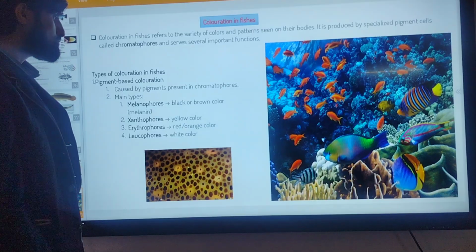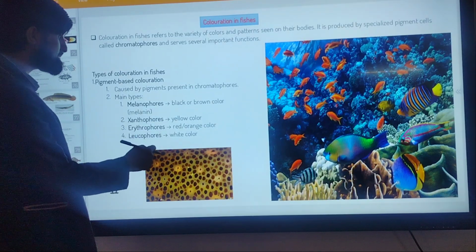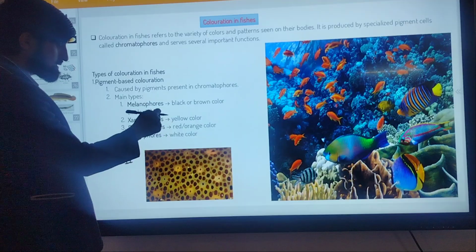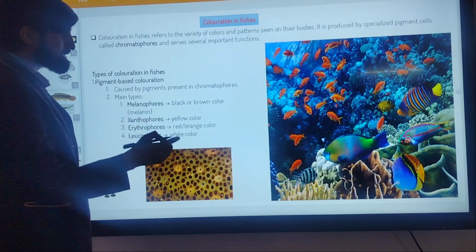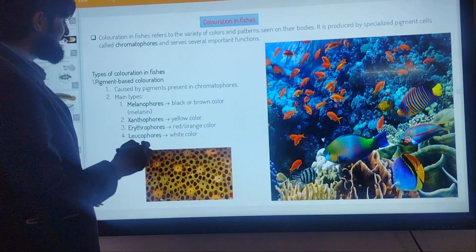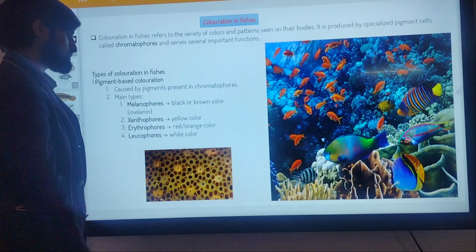The other one is xanthophores. Xanthophores are the pigment cells present in the chromatophore. The xanthophore is yellow in color. They are responsible for the yellow color of fishes. That is why we call them xanthophores.